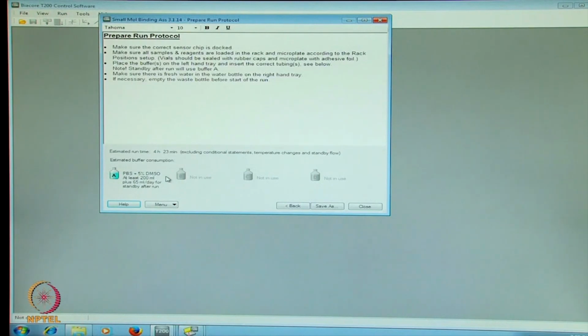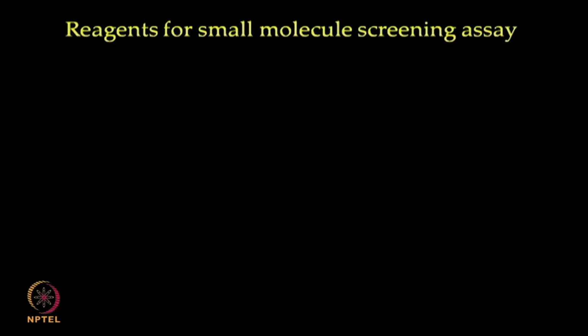Immobilization level should be high. The machine should be cleaned, or desorbed, at least 1 day prior. The instrument should be equilibrated with the running buffer for at least 6 hours before the start of the experiment. As per the volumes listed in the table, we will prepare the following samples and reagents.